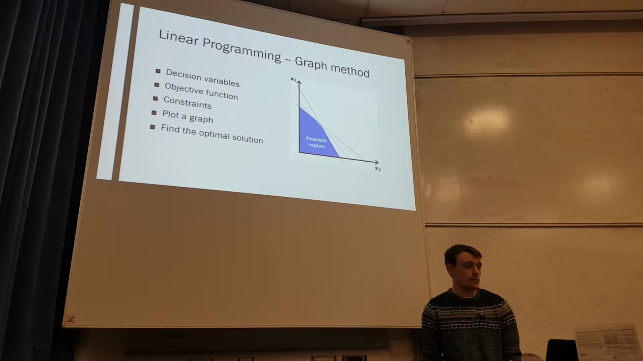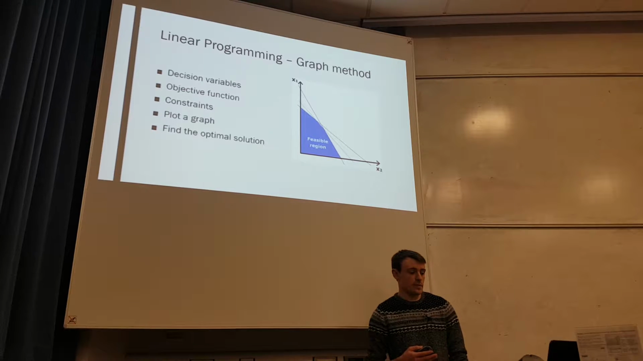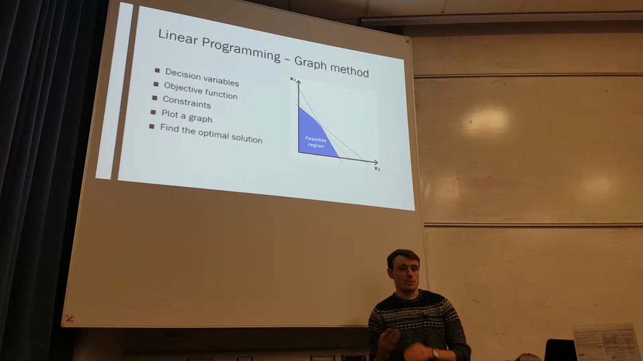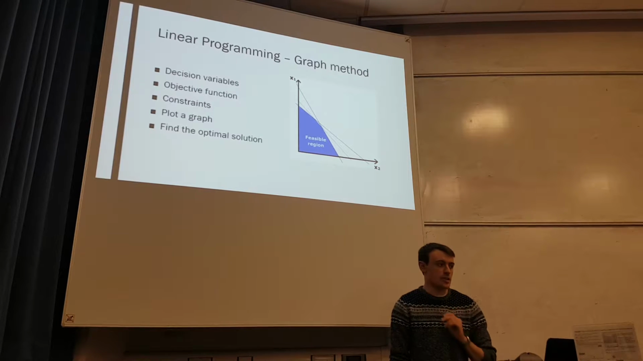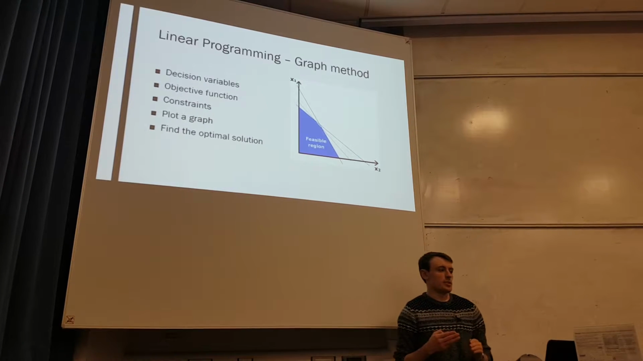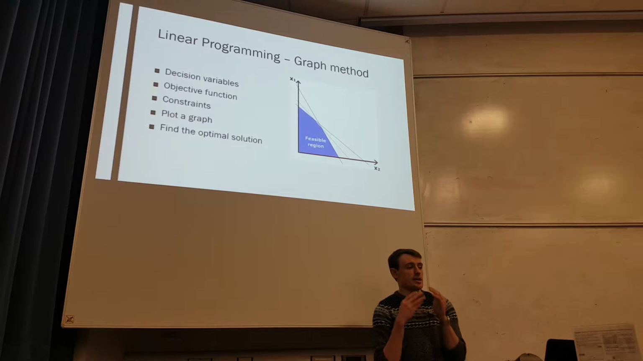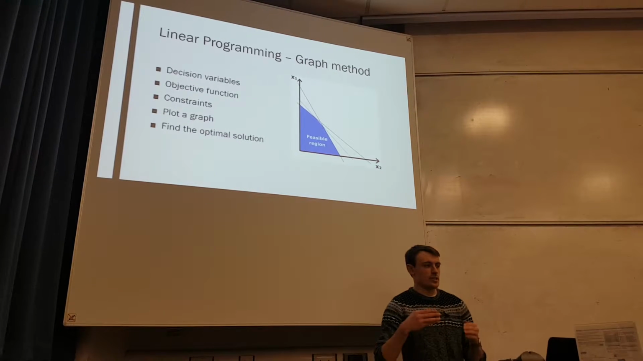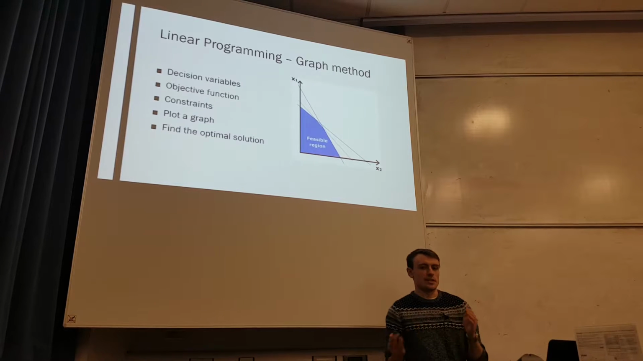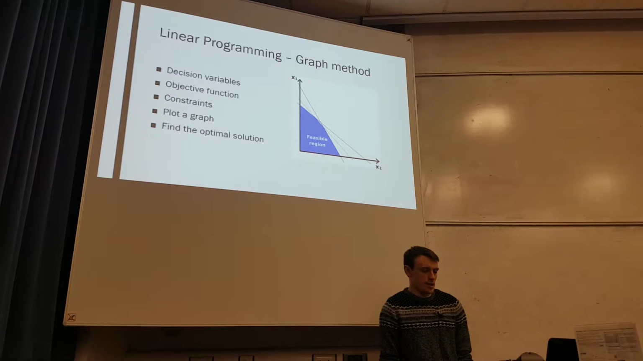Then you want to plot a graph using the decision variables as the axes, and you plot the inequalities and then shade any areas that the inequalities make a feasible region, as shown on there. And you want to shade out the areas not in it, so you've clearly got a feasible region.